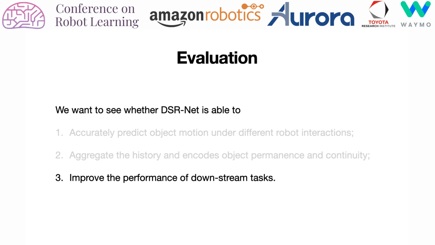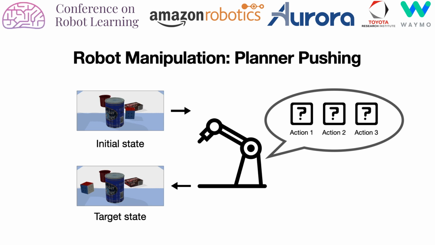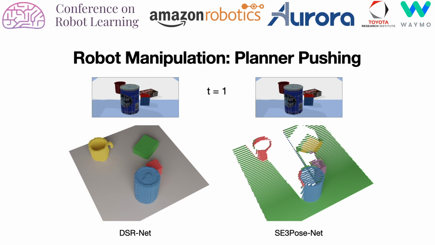Finally, we want to evaluate whether dynamic scene representation can improve the performance of downstream tasks. We apply a shooting-based MPC to generate a sequence of robot actions in order to push objects in the scene to match a target state. In each step, we sample a sequence of actions and choose the one with the lowest cost.